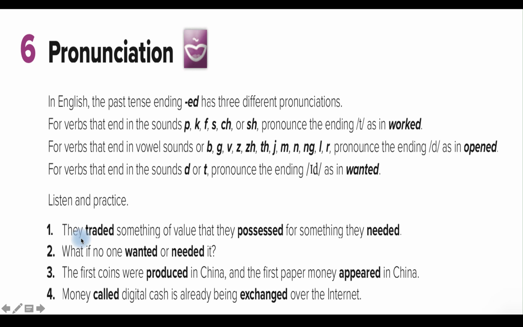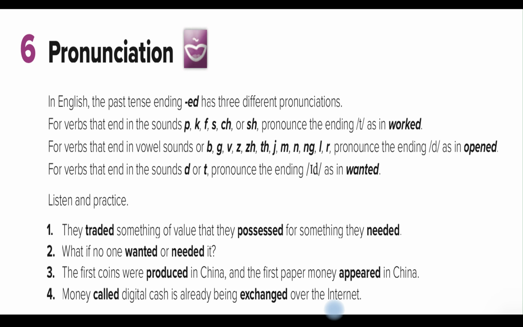1. They traded something of value that they possessed for something they needed. 2. What if no one wanted or needed it? 3. The first coins were produced in China, and the first paper money appeared in China. 4. Money called digital cash is already being exchanged over the internet.